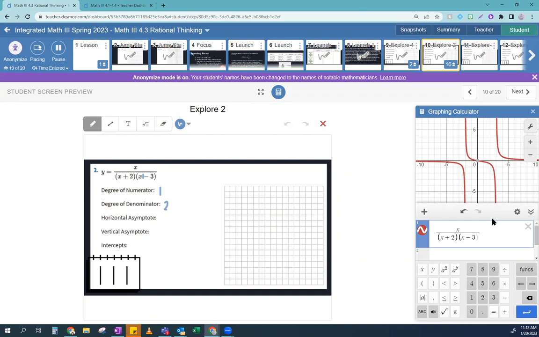Ms. Johnson, this one looks really weird. I know, right? Some of you are saying, I don't really see an asymptote. Yeah, you do. There's an asymptote right here. And some of you are saying, but you said an asymptote means it gets closer but never touches it. That is always true for a vertical asymptote.